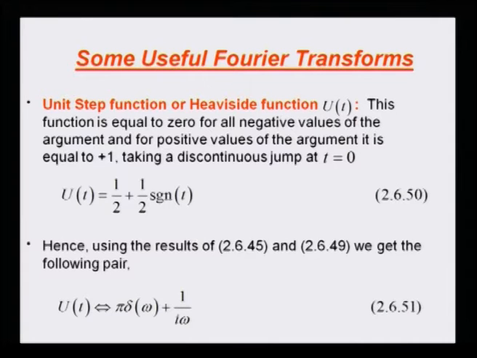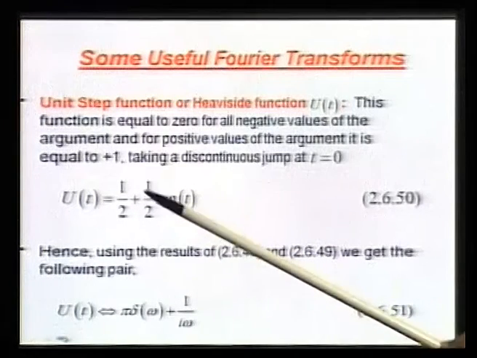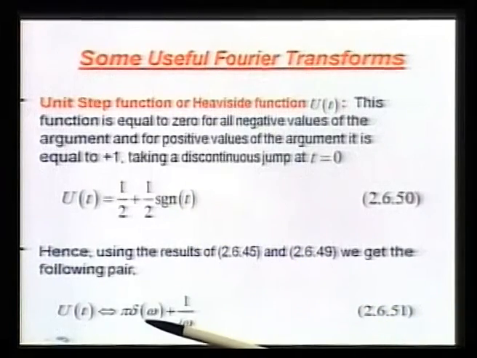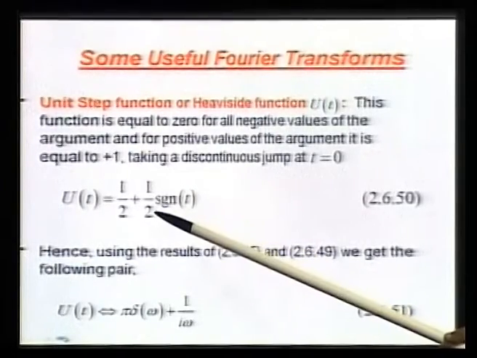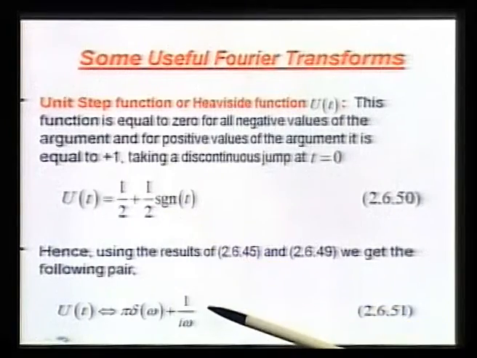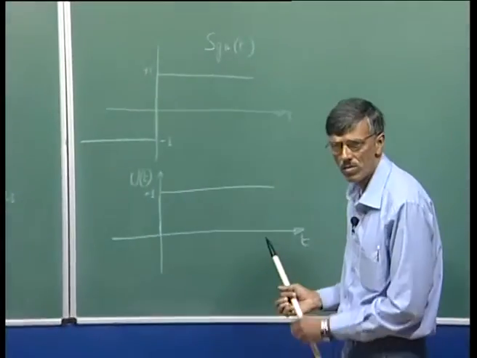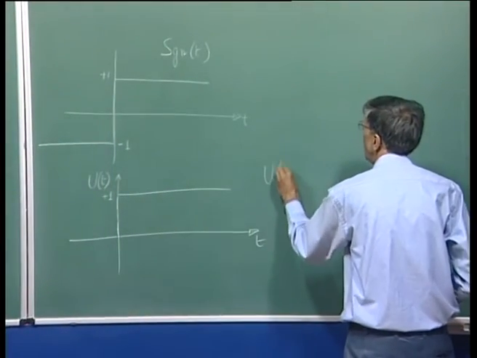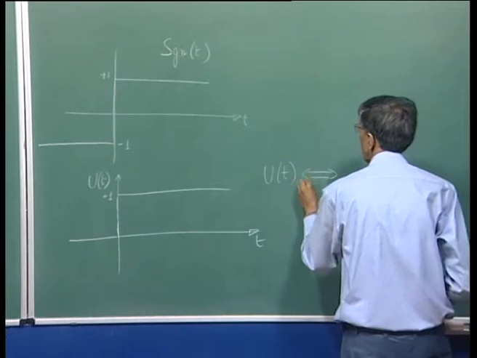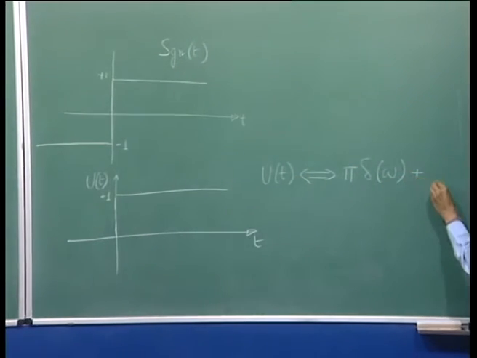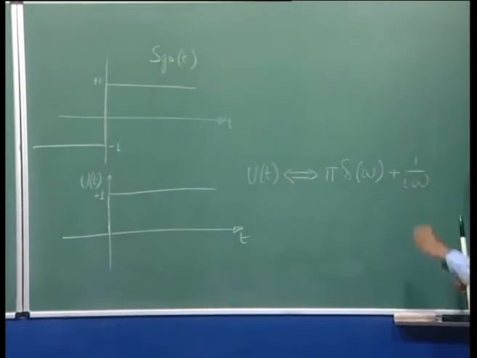That is easy, because this is a constant. You recall that we just now talked about the symmetry property. If I have a constant quantity, that is nothing but a delta function in the transform plane, and the signum function we have just seen is 2 by I omega, but due to this factor half, we have this. So this is where we are. Now that we know what this is, what did we get? u of t has this transform: pi of delta omega plus 1 over I omega. That is what we saw.